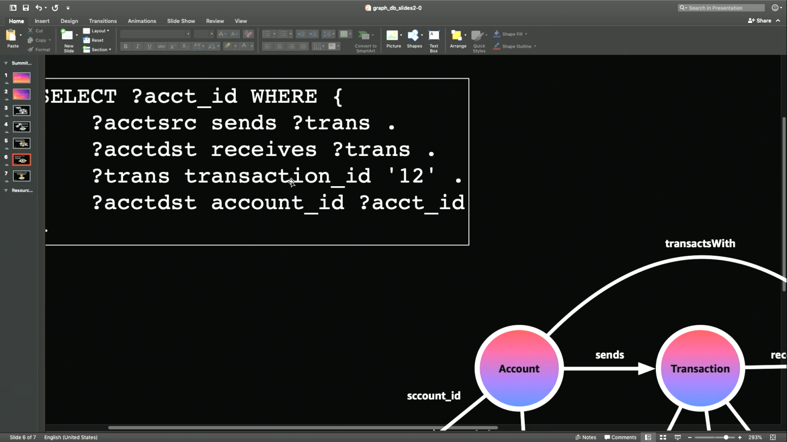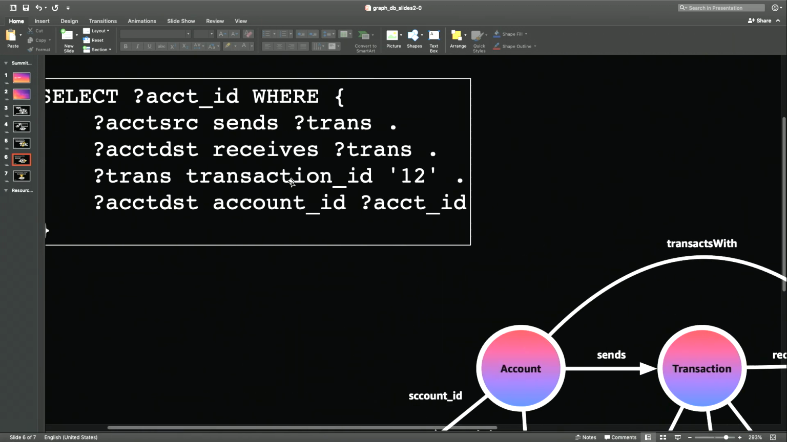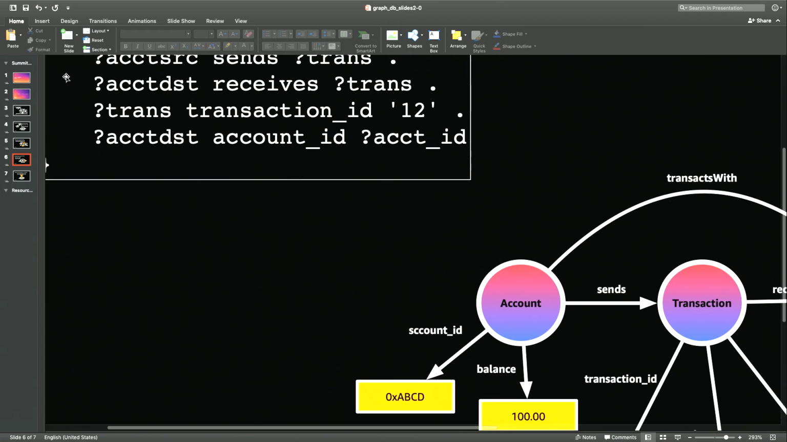So then we say, okay, where the trans, which was this one, the transaction, has a transaction ID of 12, and where the destination account ID is unknown, we're going to pull that from the graph. So it just keeps laying on those filters. And then this is what we're going to extract out and present back to the user. That makes sense.